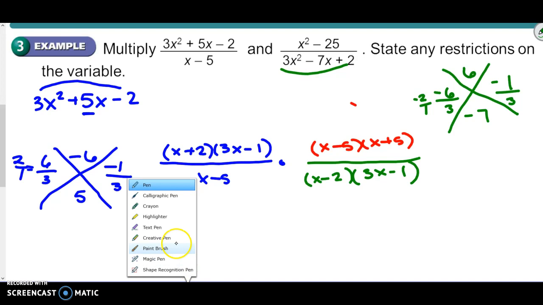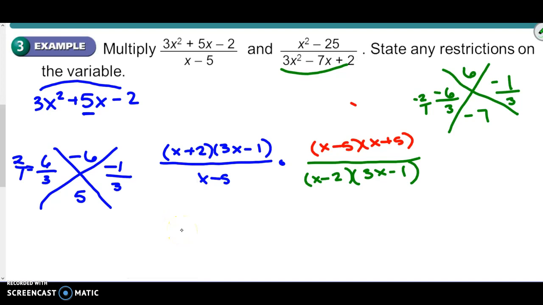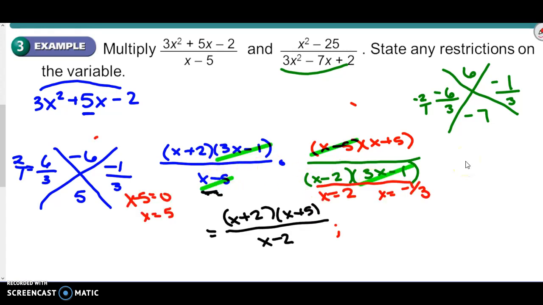Alright, so now we want to look at what we have and cancel out any like factors. So we have x plus 2 here, and I have an x minus 2. That won't work. 3x minus 1. Alright guys, hopefully I've got that corrected. I'm not 100% sure, but we'll go from there. Alright, so again, you want to set each of the expressions in the denominator equal to 0, and that is going to give you your x values, your zeros. So now we write that over here. We have our simplified form, x plus 2 and x plus 5 all over x minus 2.